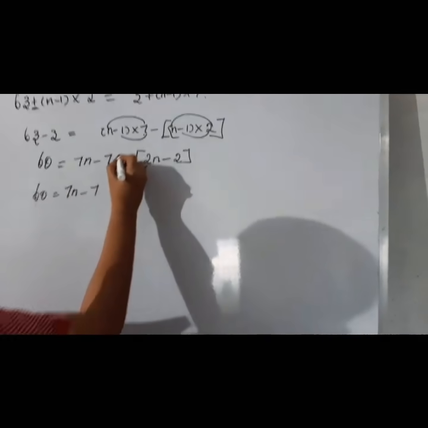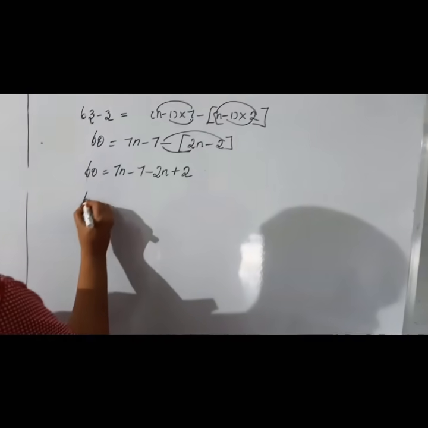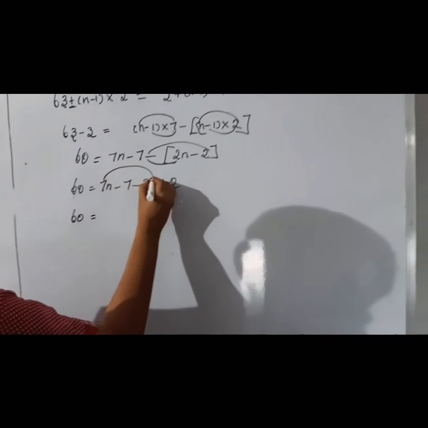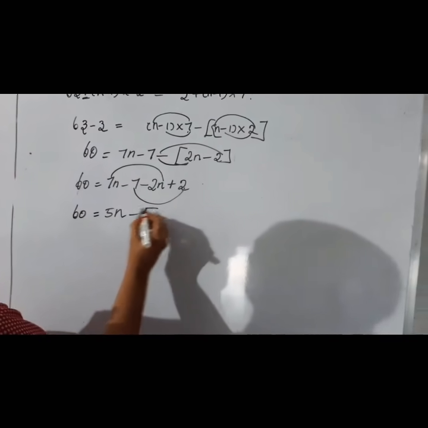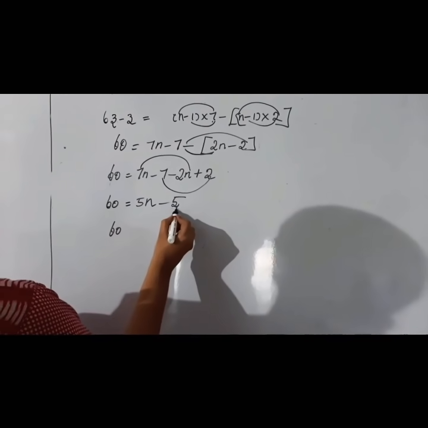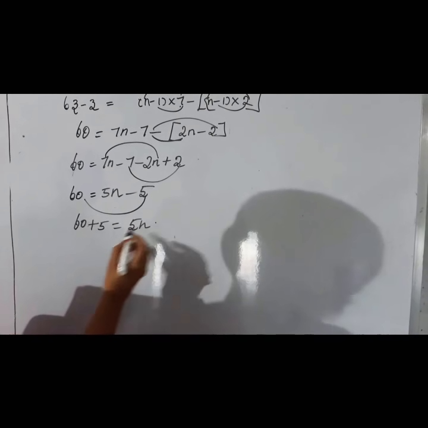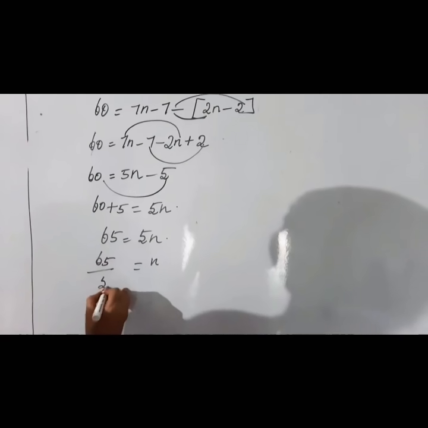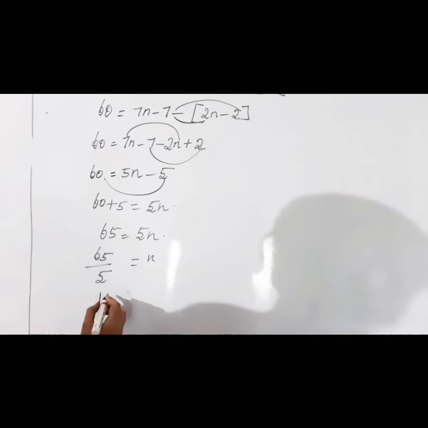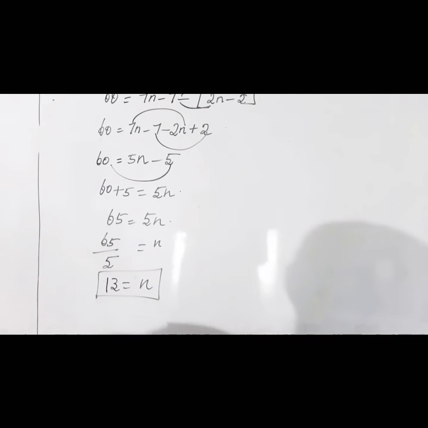Now multiply the minus inside to both the terms: minus 2n plus 2. 60 is equal to 7n minus 2n, 5n, minus 7 plus 2, minus 5. Transpose this minus 5 to the other side: 65 is equal to 5n. N is equal to 65 by 5. When you divide, 13. So what is n? N is equal to 13.